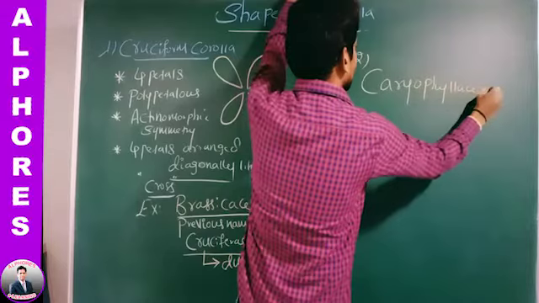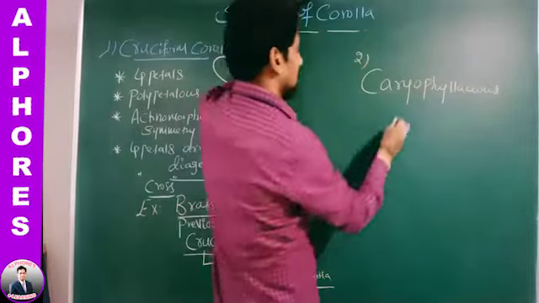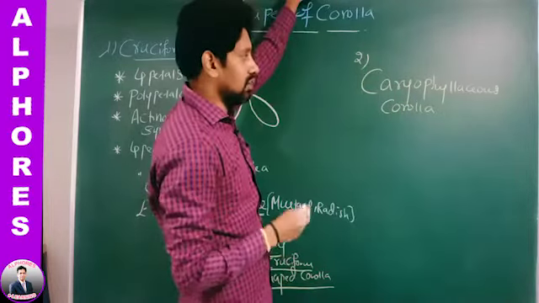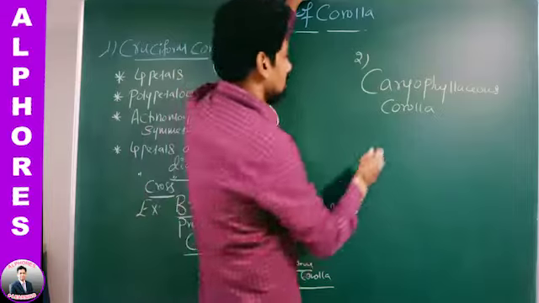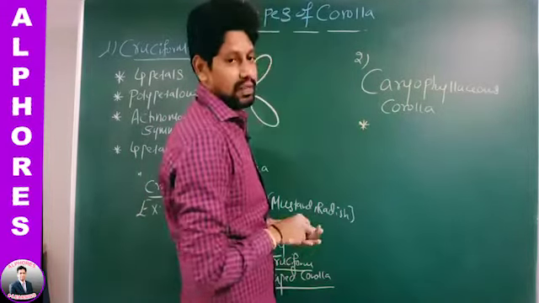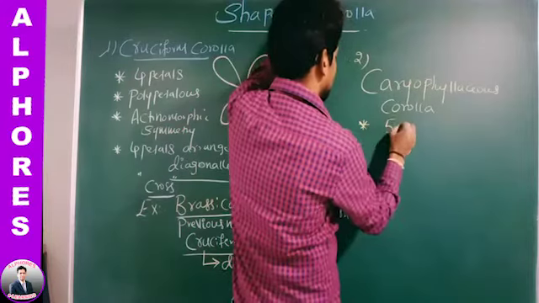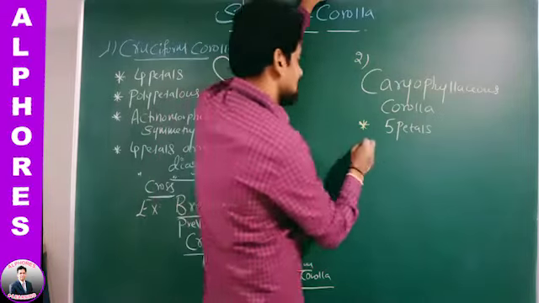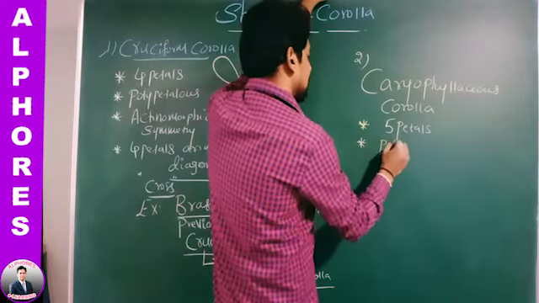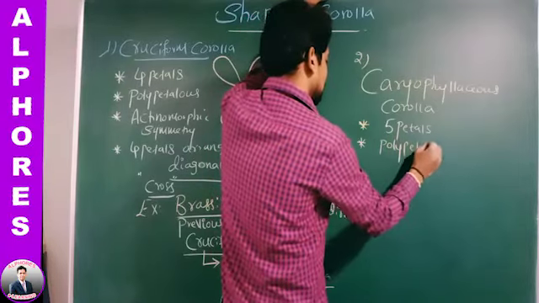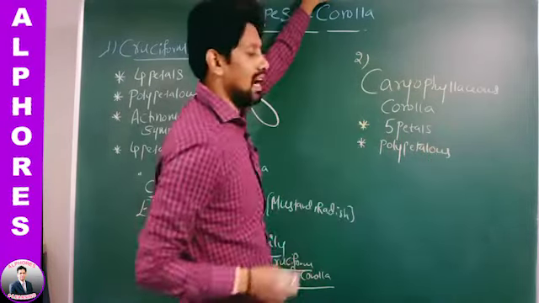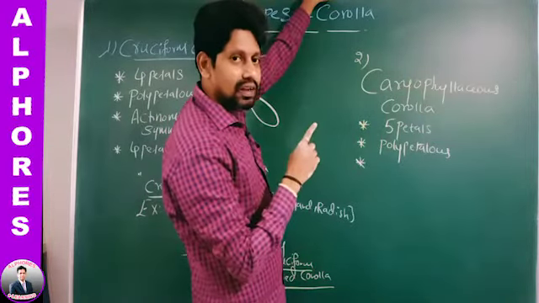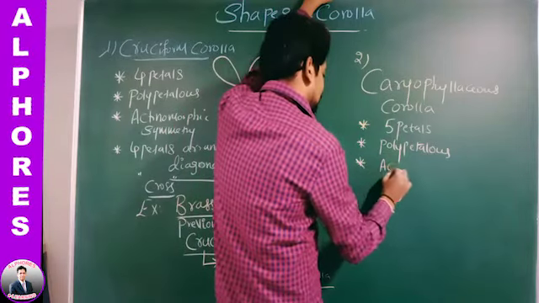caryophyllaceous corolla. Here how many petals are present? Five petals are present. These five petals are free, so I am calling the condition polypetalous. This corolla is present in a flower which shows actinomorphic symmetry.